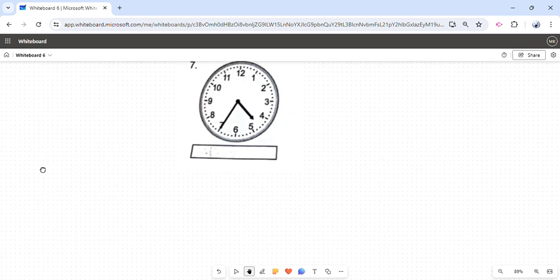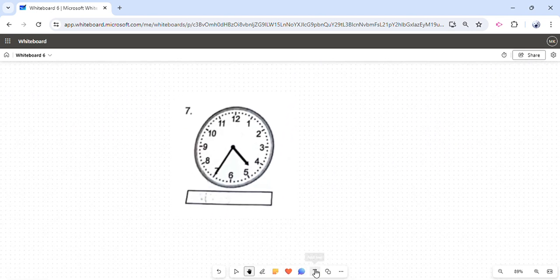And for the seventh clock, we have the hour hand after 4 and before 5. So the hour is 4. And for the minutes, you have to count by 5, starting from 12. So you have 5, 10, 15, 20, 25, 30, 35. So the hour is 4 and the minutes is 35. So the time is 4:35.